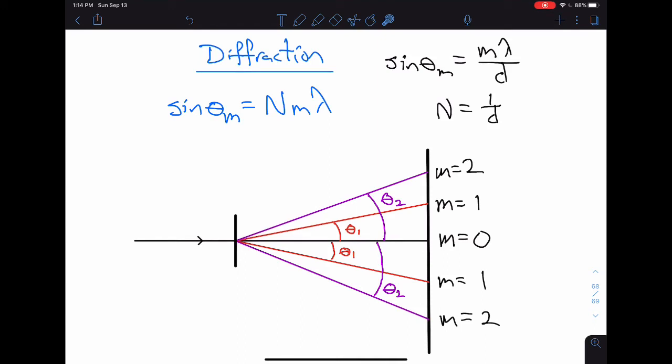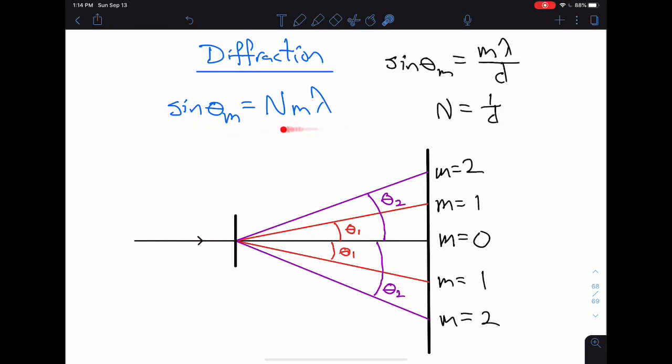And I should mention, there's a practical limit to how many orders there can be, because the biggest angle you can have is 90 degrees. So that's going to put a limit on what m can be, the largest it can be, how many orders we can actually have. But this is the gist of it.